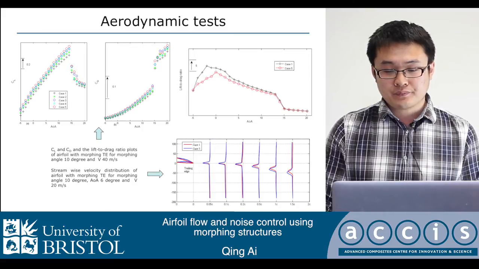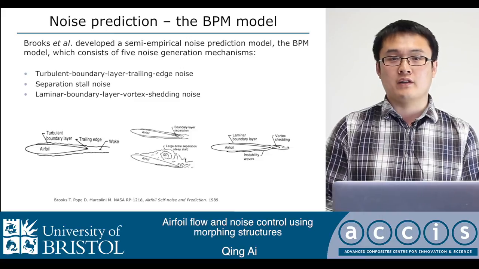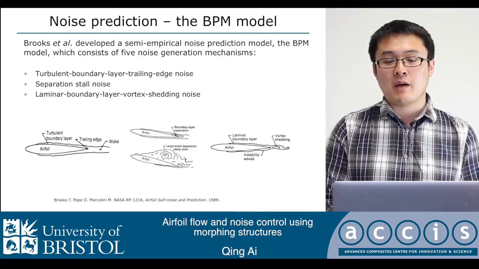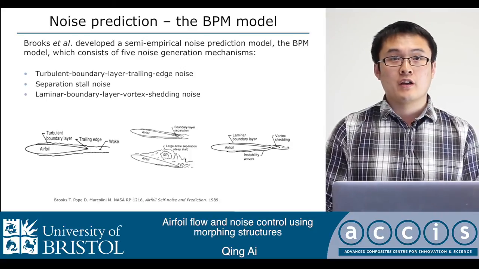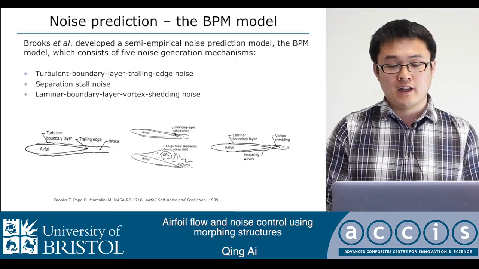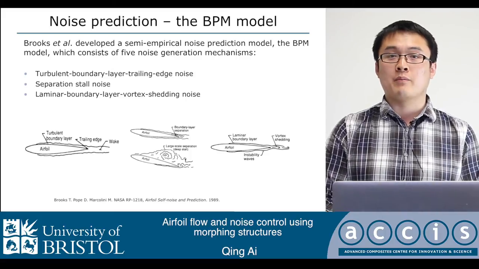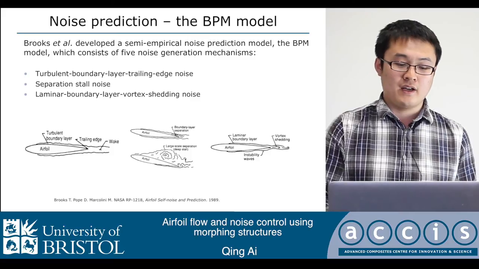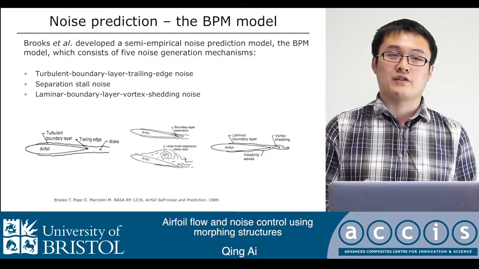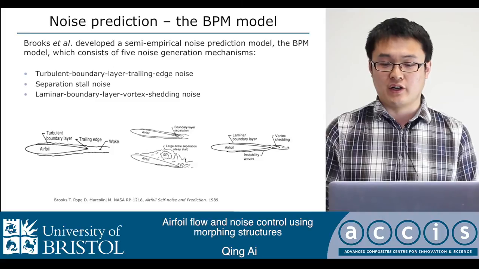So in order to quantitatively show the effect of the morphing profiles on the airfoil noise emission, a semi-empirical model, the BPM model, is proposed, which was developed by Brooks et al. at NASA. The whole model comprises five components, but three of them are relevant in my case. The first one is the turbulent boundary layer trailing edge noise, and also the separation noise, the stall separation noise at high angles of attack, and lastly, the laminar boundary layer vortex shedding noise.